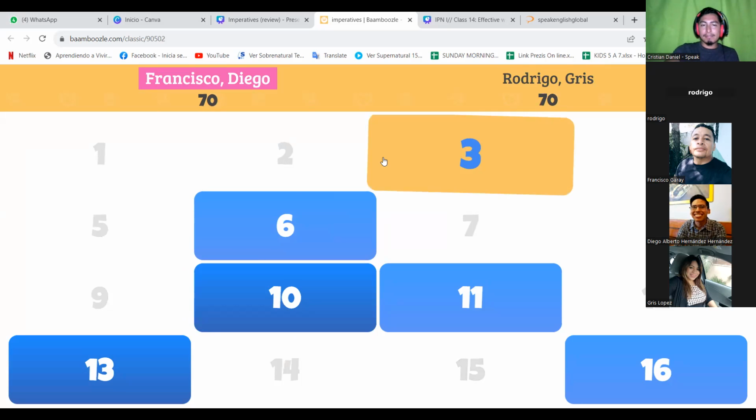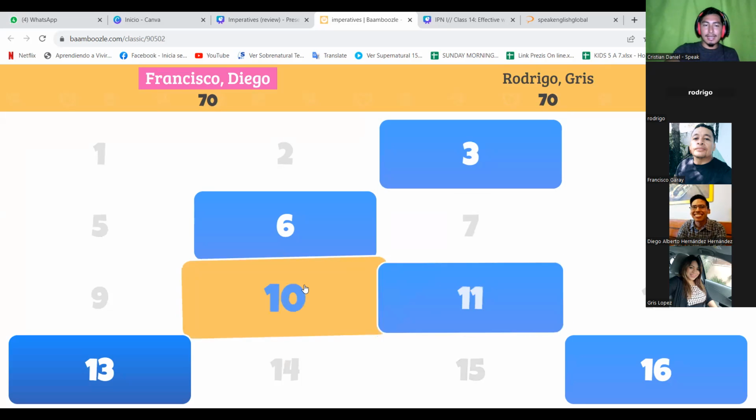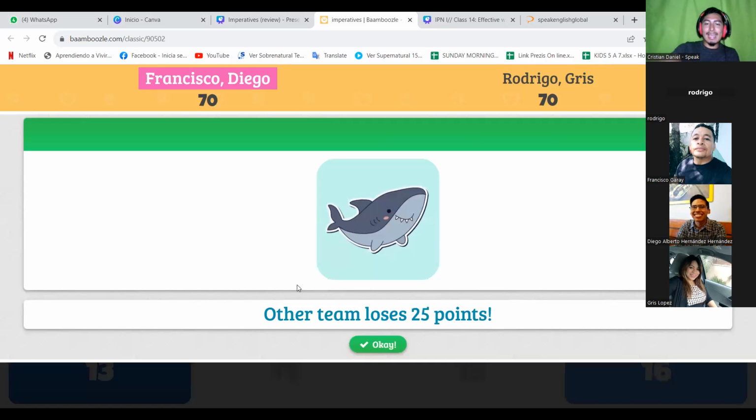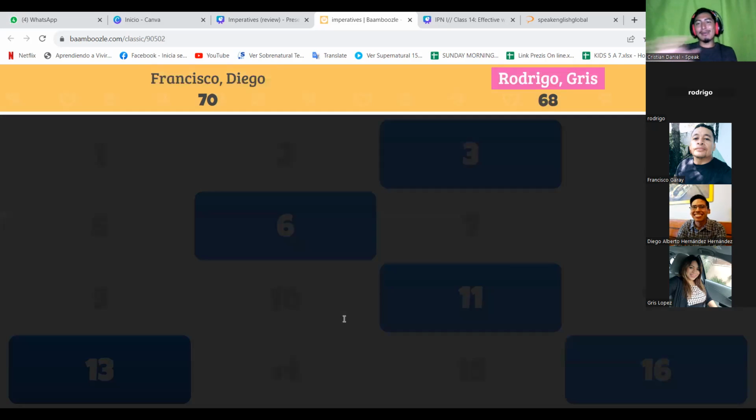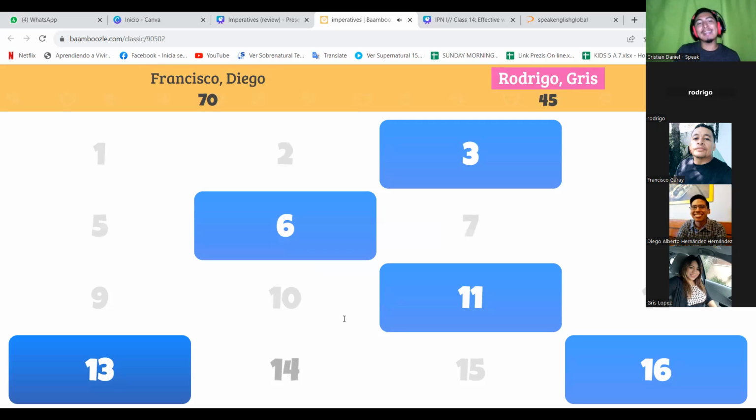Diego, next number. Number 10. Number 10. Let's see. Okay, the other team loses 25 points. Okay, Diego, I'm sorry. That was a good decision, even though you affect the other group, but now you have more points. Okay, yes, guys. I really like this because nobody knows what's going to happen, okay? But thank you, Diego. Thank you for your decision.